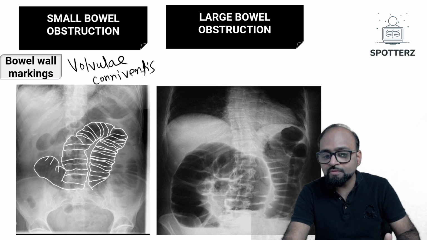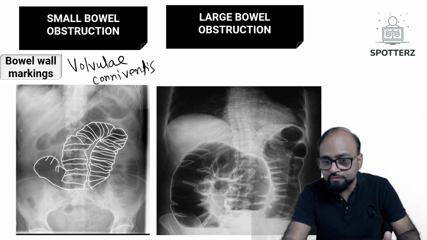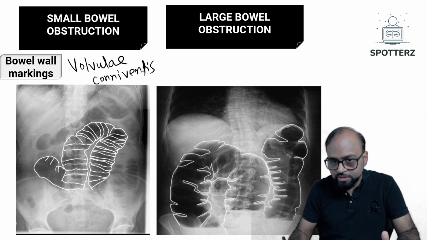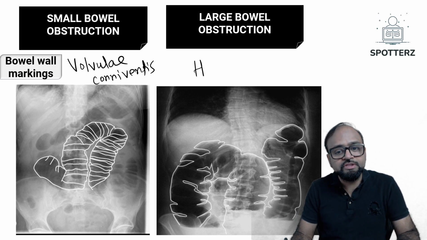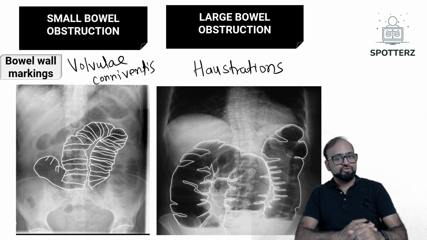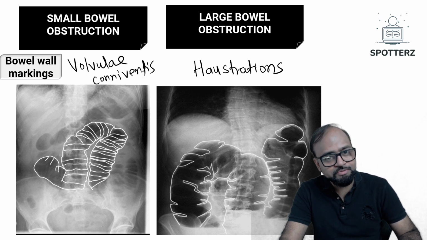Whereas in large bowel, look at the graphic there, these are transverse incomplete folds. Can you see the difference between them now with the graphics here? So these transverse incomplete folds within the large bowel are called haustrations. So valvulae conniventes for small bowel loops, and haustrations for large bowel loops.